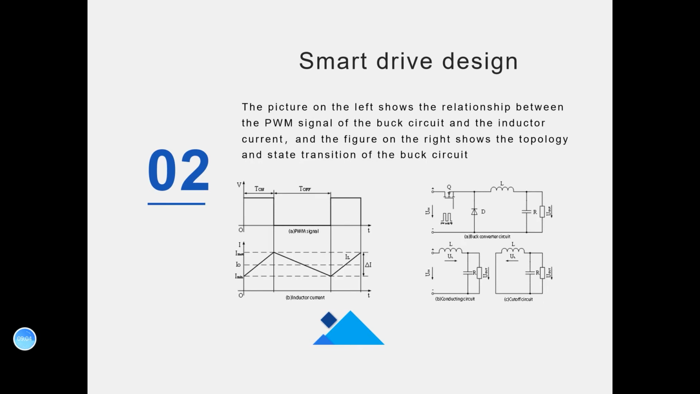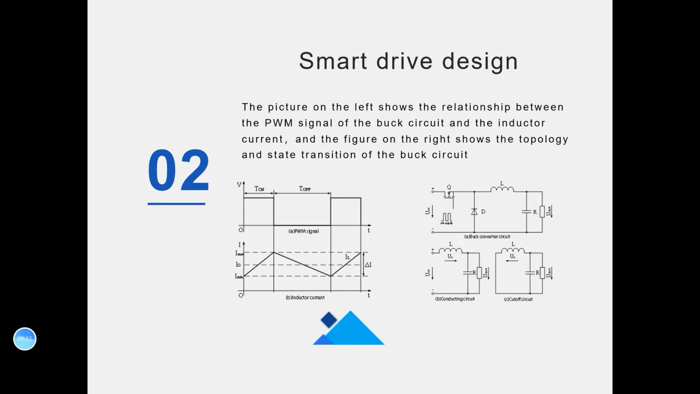From the following two pictures combined with equation 3, it can be obtained that the power inductor L equals 333 microhenry. The system uses field-effect transistor IRF840 and freewheeling diode 1N5819 as switching elements, as shown in the figure on the right.